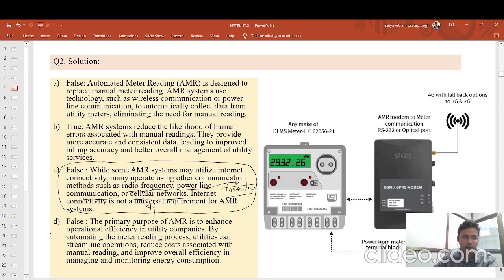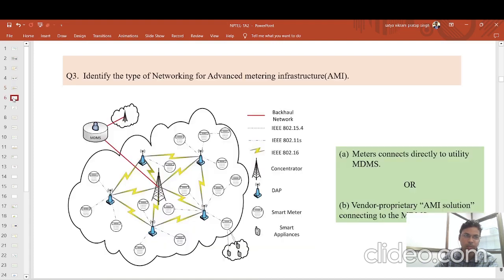Coming to the D part, the primary purpose of AMR is to enhance operational efficiency in utility companies. By automating the meter reading process, the utility can streamline operation, reduce costs associated with manual reading, and improve overall efficiency in managing and monitoring energy consumption. In one sense, you can say this is increasing the operational efficiency of the system, but the operational burden and operational losses are also coming. In that sense you can say some efficiency will go down, but overall it will increase.